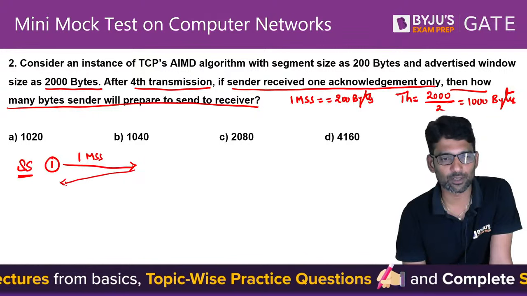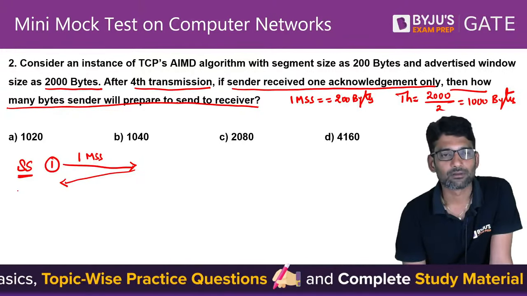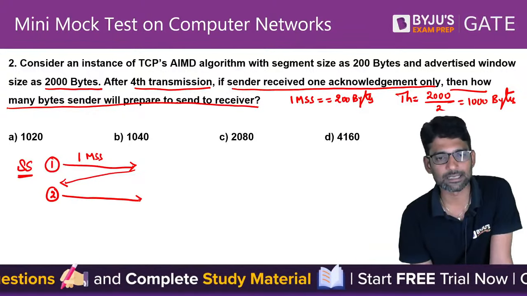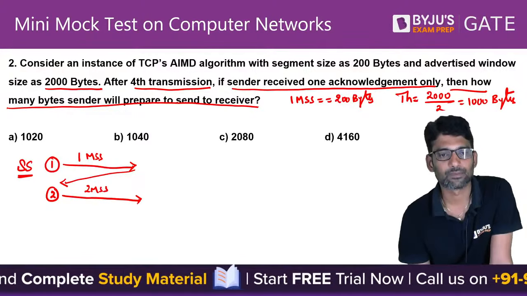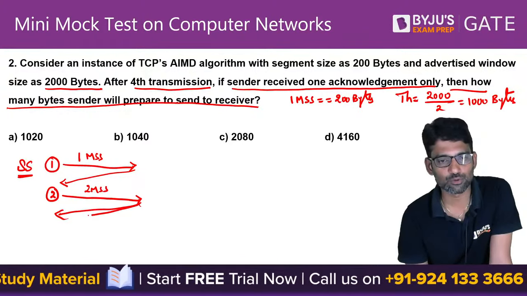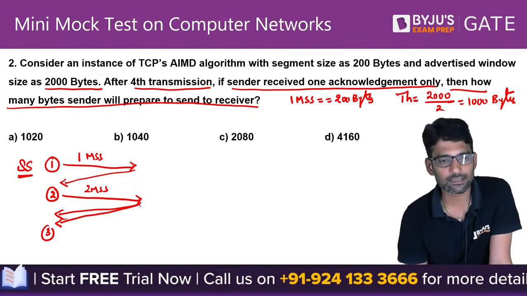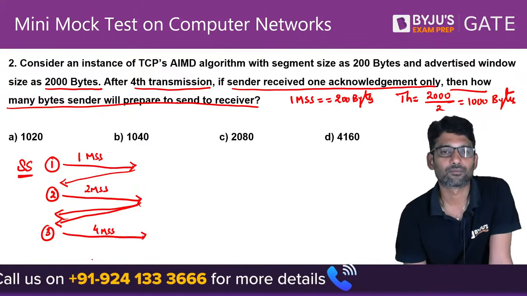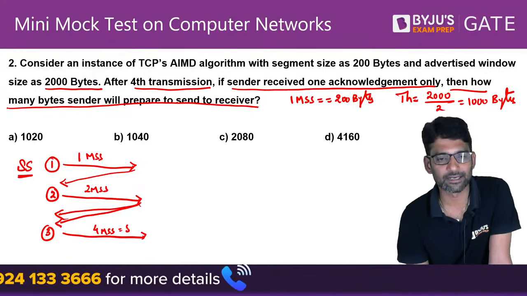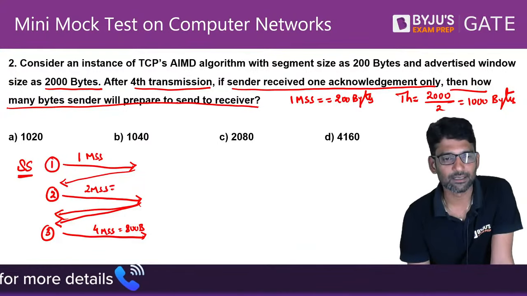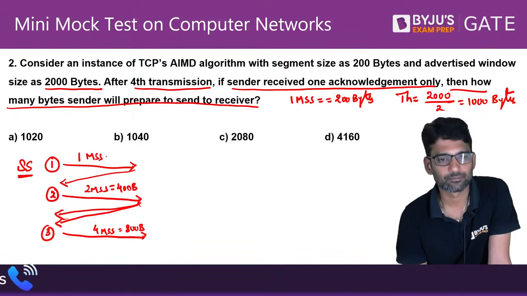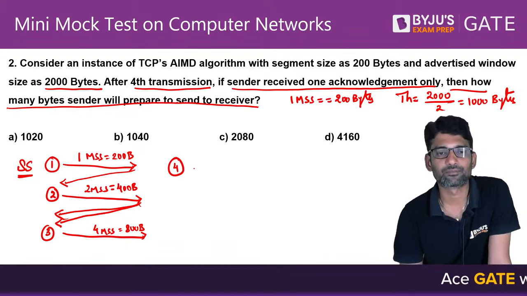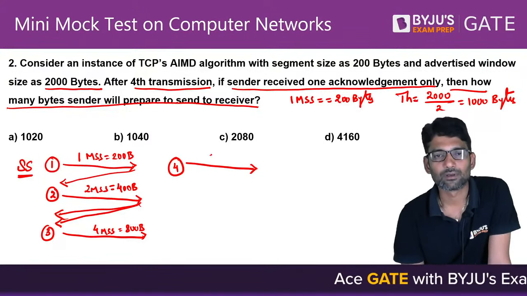After receiving an acknowledgement, one more is added to that. So in the second attempt, the sender will send 2 MSS. After receiving these 2 acknowledgements, the sender will send 4 segments. That means 800 bytes the sender would be sending in the third attempt. Now, in the fourth attempt, the sender will send 8 segments.